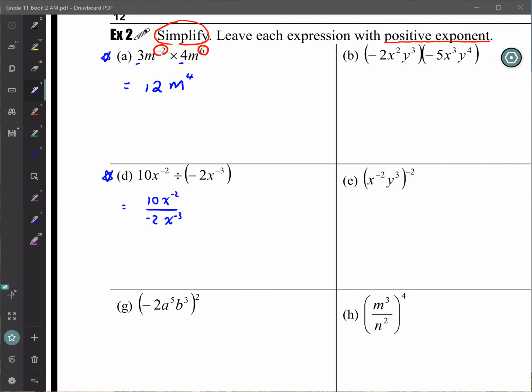Colin, what do you get? -5 and then x to the exponent of? It's just 1. Yeah, to the 1. Then -2 minus, remember, this is subtracting a -3. So remember to carry the negative sign when you are doing the subtraction.